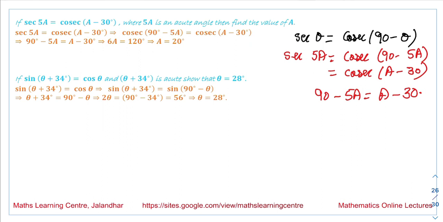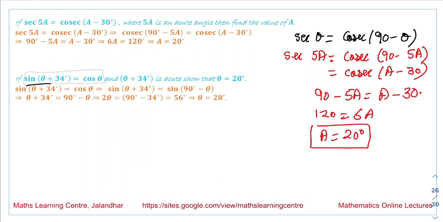So this gives us 120 is equal to 6a. So the value of a we get is equal to 20 degrees. Similarly, in this next question, it is given that sine of theta plus 34 degrees is equal to cos theta, and it is given that this is an acute angle. We have to show that theta is equal to 28 degrees.